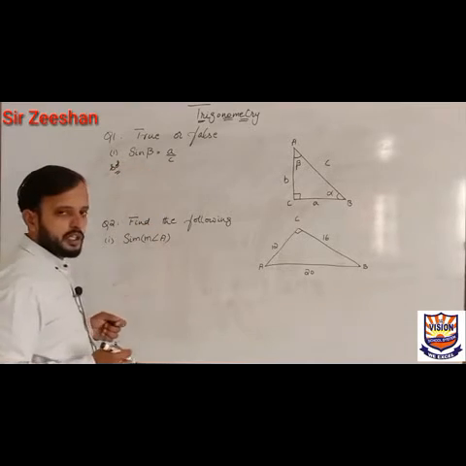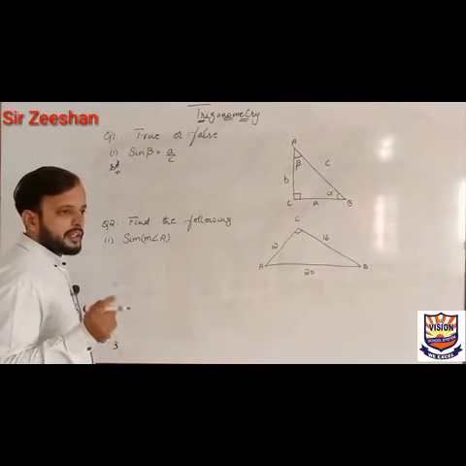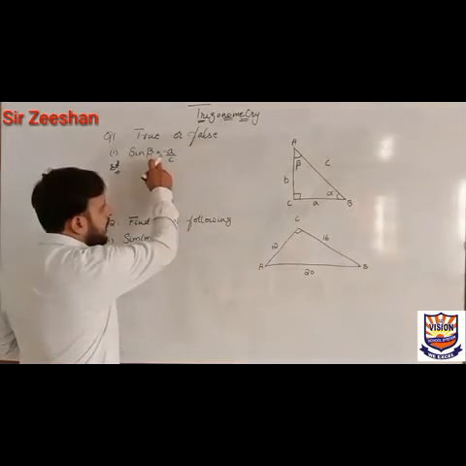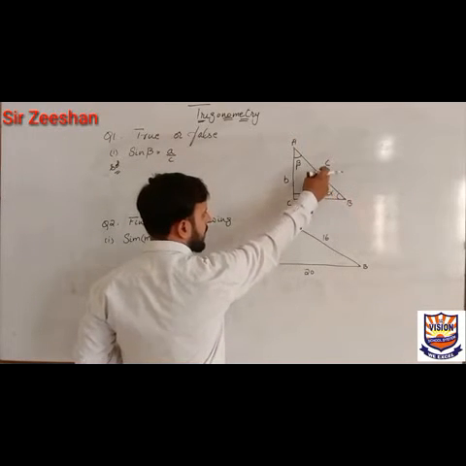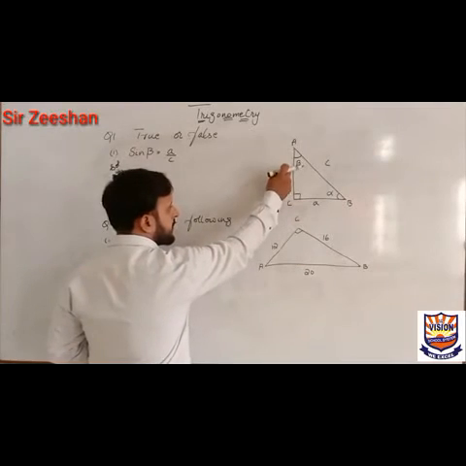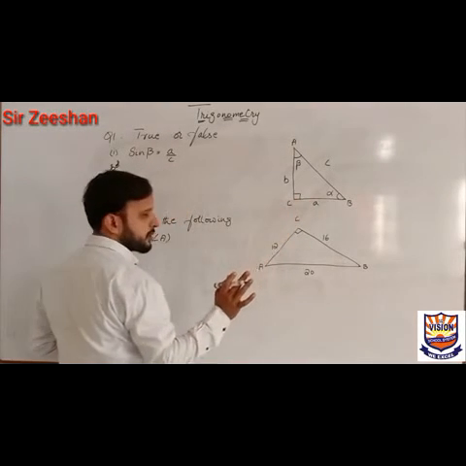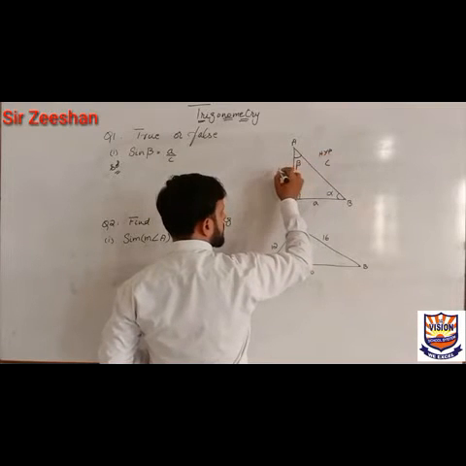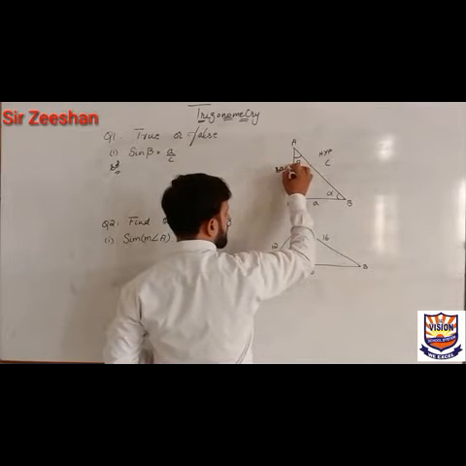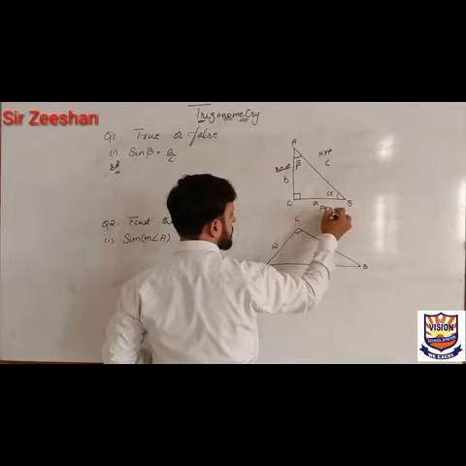First of all, you have to identify the sides. According to beta, if we are talking about this round angle, the longest side of the triangle is the hypotenuse, and this will be base and this will become perpendicular. So this is hypotenuse according to beta, this is base, and this is perpendicular.